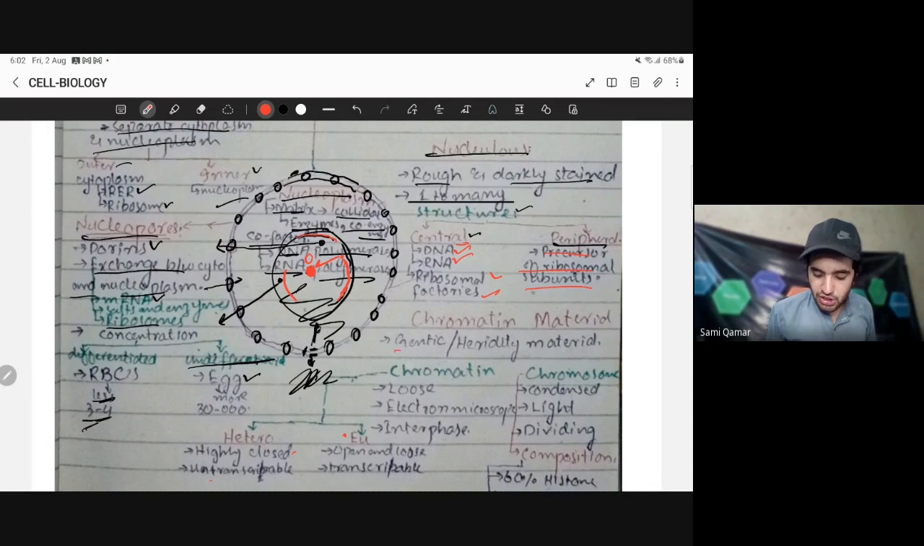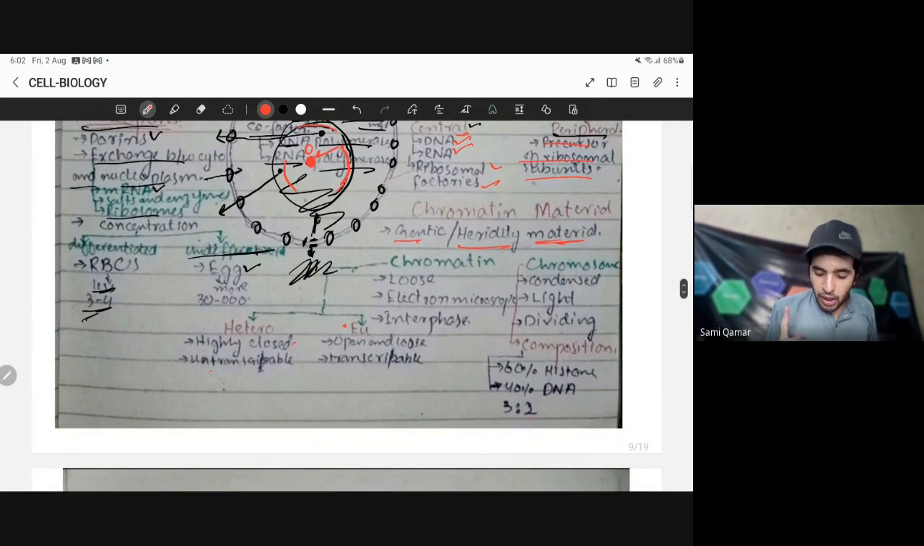Chromatin material is the genetic hereditary material. So there is chromatin and chromosome. What is the difference between them? Chromatin is loose material. It is only visible with an electron microscope, and it appears in interphase when DNA replication is occurring, in S phase. Chromosomes are condensed, visible with a light microscope, and appear only in the dividing stage. When the cell is at rest, not dividing, the genetic material is in the form of chromatin.